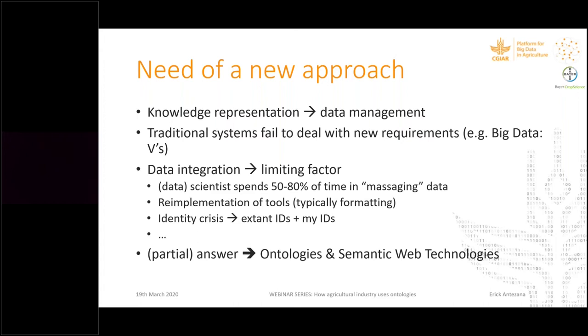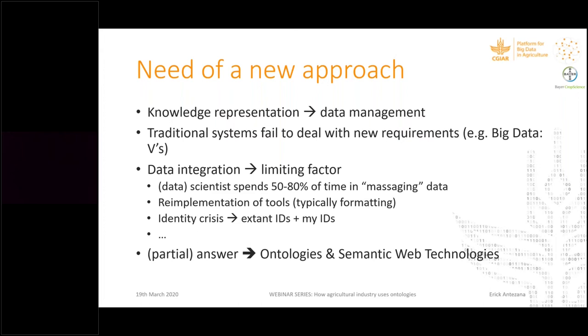The first one is the importance of realizing that, to some extent, the knowledge representation has to be reviewed in the activities that we have in the company. This is of course in connection to the larger data management strategy and activities that we had. The point was that we realized that certain activities, like traditional systems, were failing to deal with new requirements. In particular, when we were talking about big data, you can see that I pointed out the famous V's, like volume and velocity and these kinds of things.